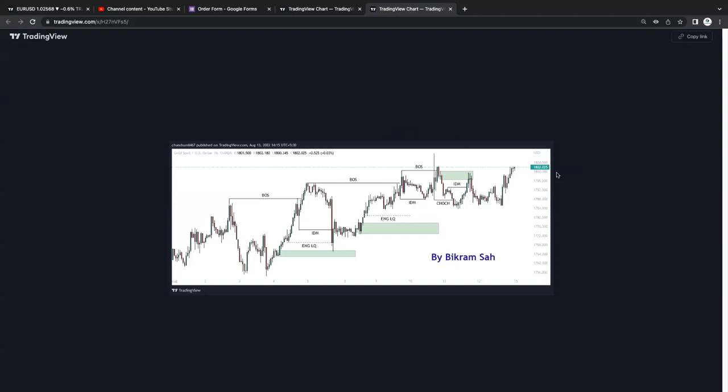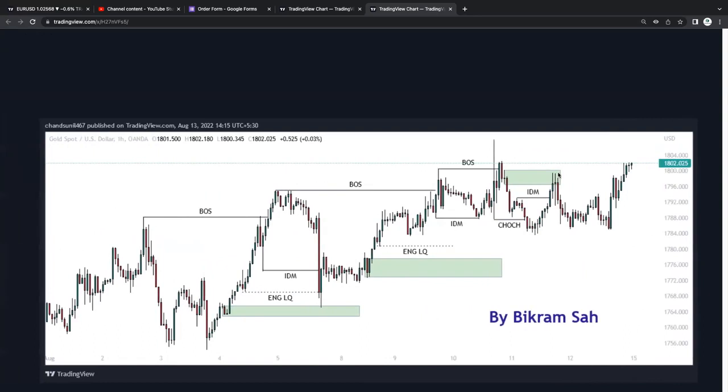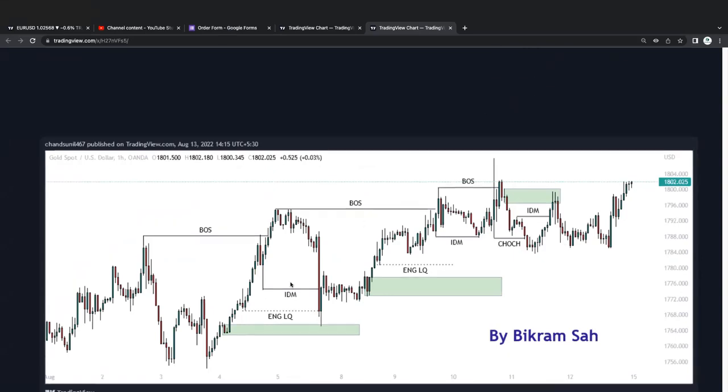Bikram Shah. Okay. So right now, break the structure, inducement. Okay, correct. Break the structure. First internal low is here. Break the structure. Chop was inducement. Okay, fine. And this can also be your inducement because the market is bullish, and this is your inducement. Correct.